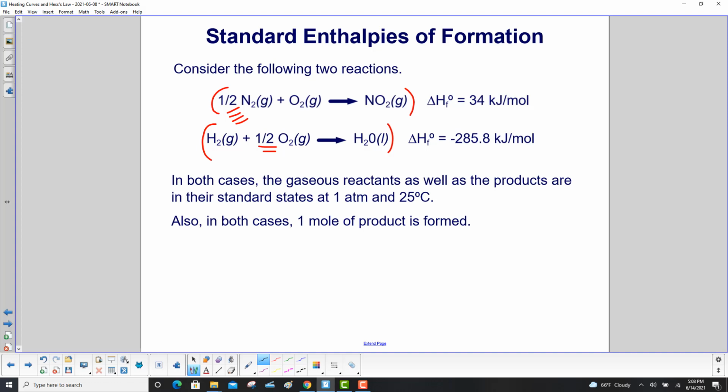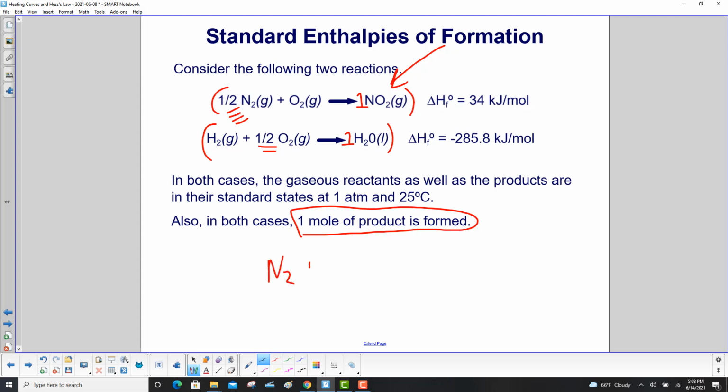In both cases, the gaseous reactants as well as the products are in their standard states at 1 atmosphere and 25 degrees Celsius. Here's the key. 1 mole of product is formed, so you need to have a 1 in front of both the nitrogen dioxide and the water. So let's look at that top reaction.